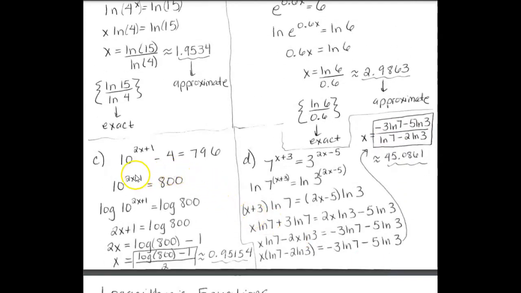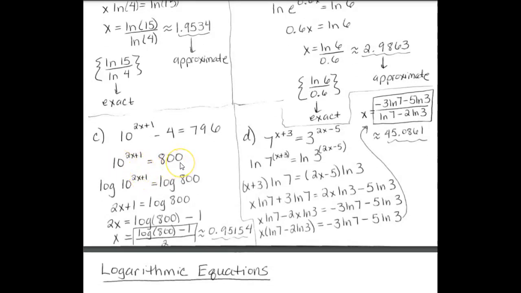So two more like this. Part C, 10 to the power 2x plus 1 minus 4 equals 796. So again, this is one where we're going to have to isolate our exponential expression. Our exponential expression is 10 to the power 2x plus 1. So to isolate it, I have to add the 4 to both sides. So I get 10 to the 2x plus 1 equals 800 when I add 4 over.